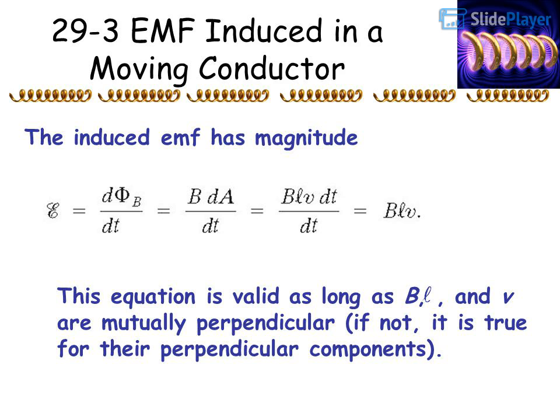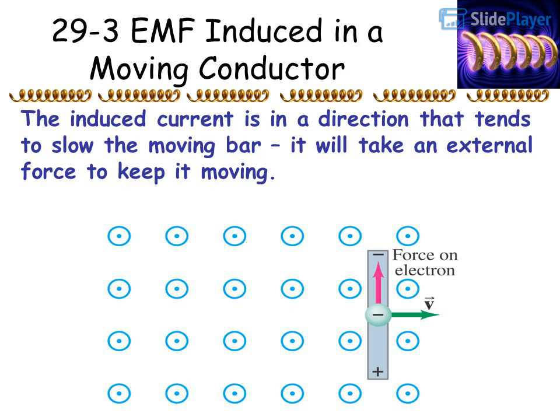29-3 EMF induced in a moving conductor. The induced EMF has magnitude EMF equals BLv. This equation is valid as long as B and v are mutually perpendicular. If not, it is true for their perpendicular components. The induced current is in a direction that tends to slow the moving bar. It will take an external force to keep it moving.